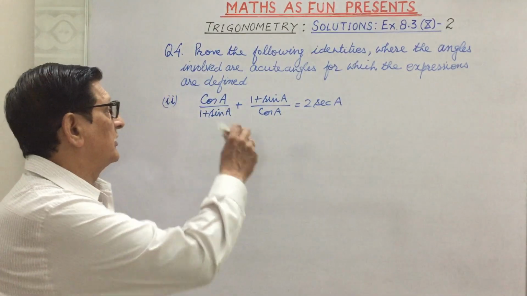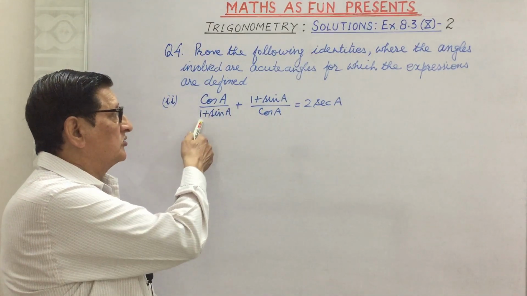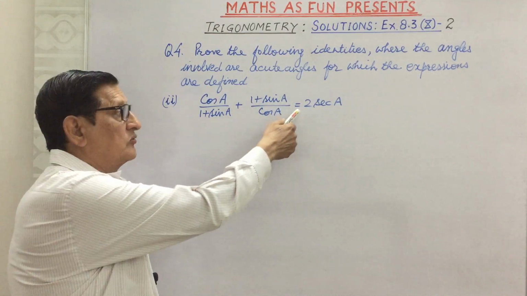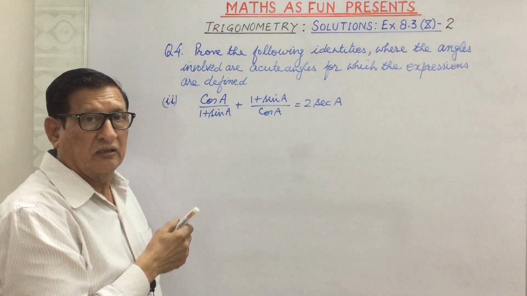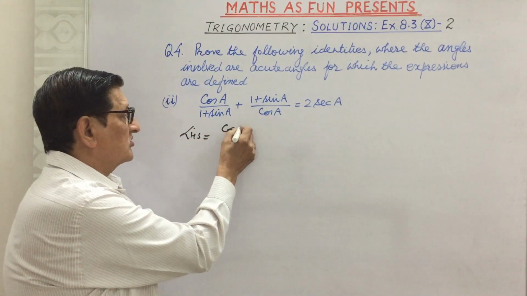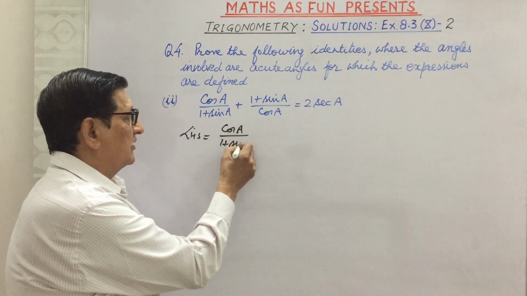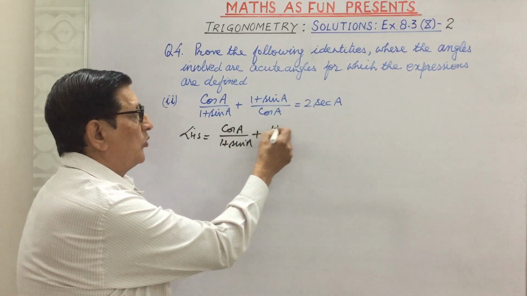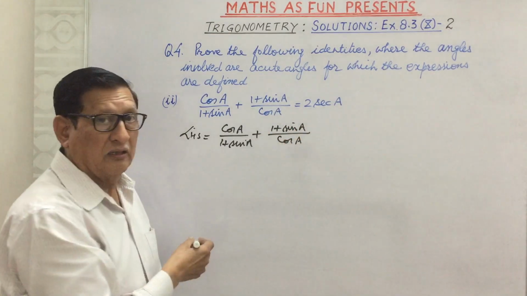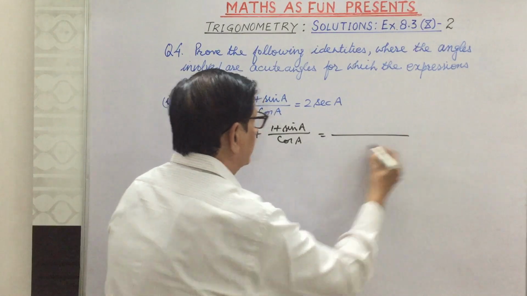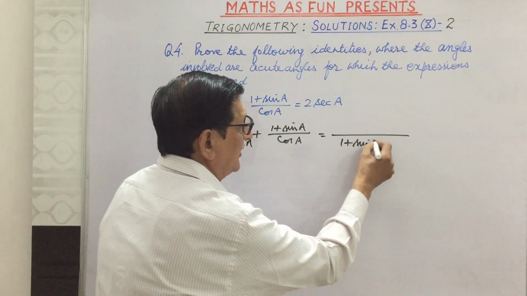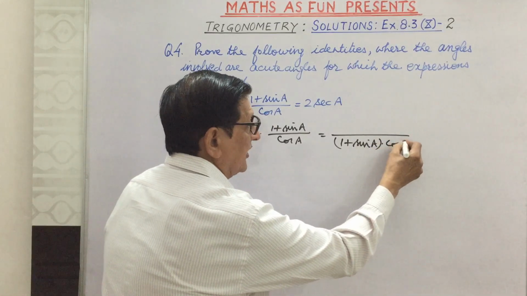The second part here is: prove that cos A upon 1 plus sin A plus 1 plus sin A upon cos A is equal to 2 sec A. Here also we start with the left hand side. This is cos A upon 1 plus sin A plus 1 plus sin A upon cos A. If we take the LCM here, that will be 1 plus sin A into cos A. So it is 1 plus sin A into cos A.